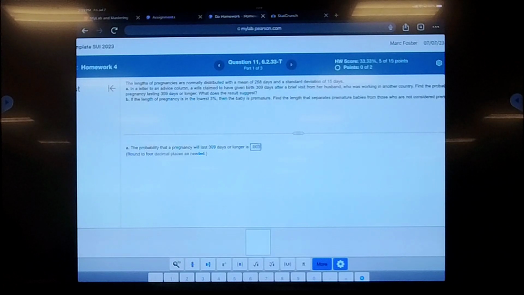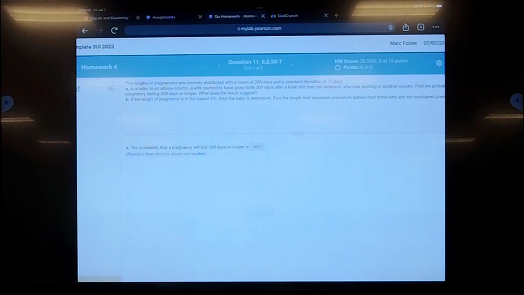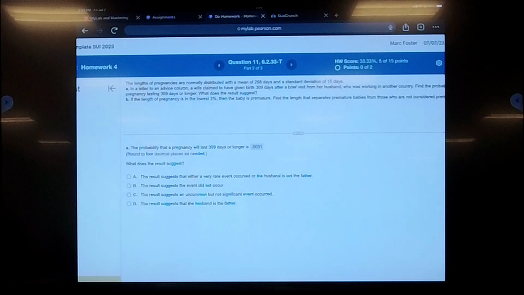I have the same answer and it's still saying mine is wrong. 0.0031. Well, do you have the same mean and standard deviation that I do? 268 and 15. Okay. And then I ended up with the same. How long was her pregnancy? 309 days.